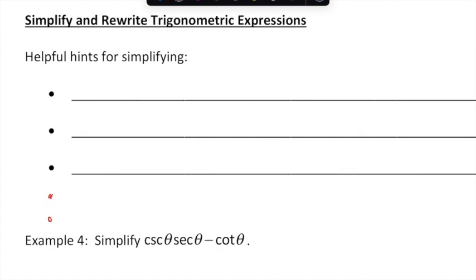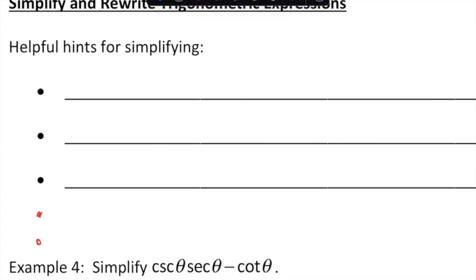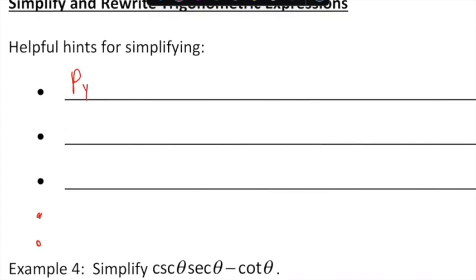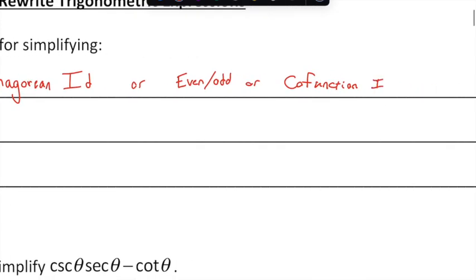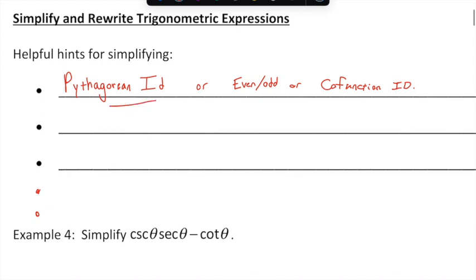So the first helpful tip, there's actually going to be 5 of them if you want to leave 2 extra little bullet spaces here for room. One of the things we're going to do quite a bit is actually use a Pythagorean identity. Or sometimes you can use even and odd. We don't use the even and odd ones a lot. Or cofunction identities. I'm just going to abbreviate that. Okay, but this is the main one. Pythagorean identities there. Like the sine squared plus cosine squared equals 1 right there. I think we use it on the very first problem eventually there. So we'll try and use those when possible.